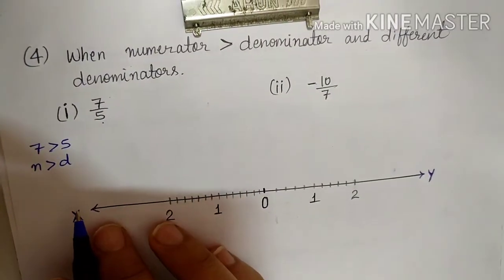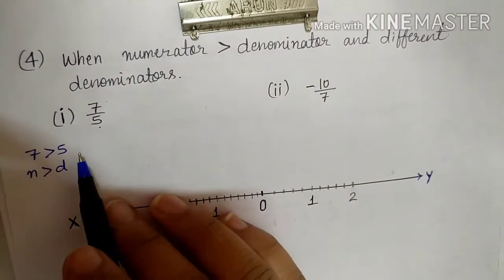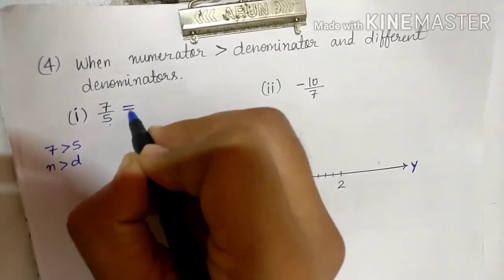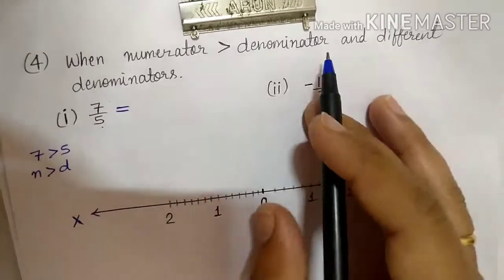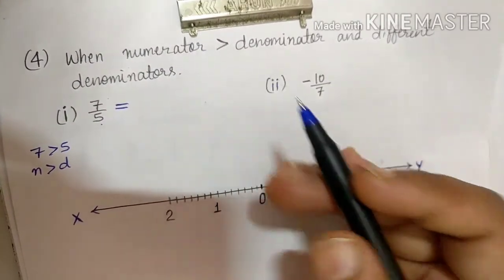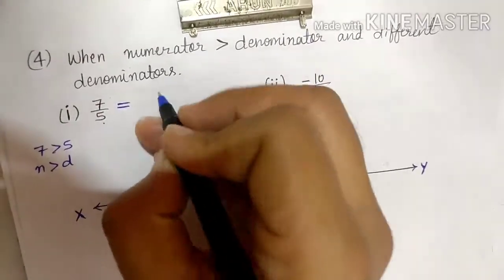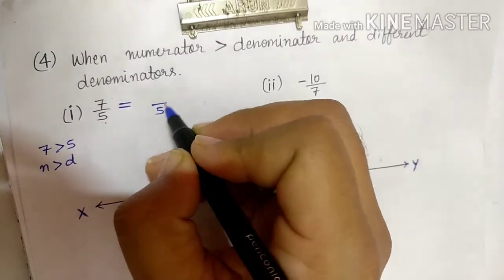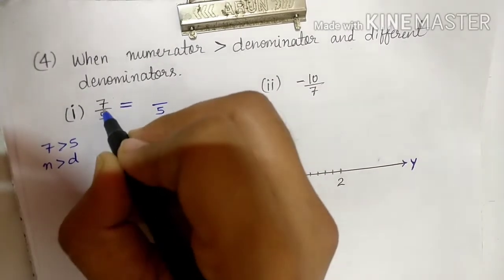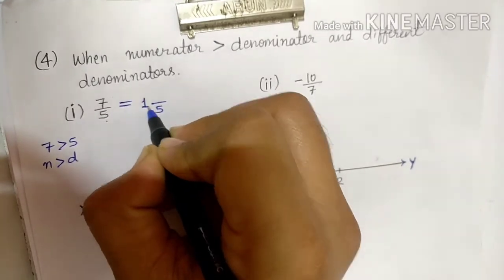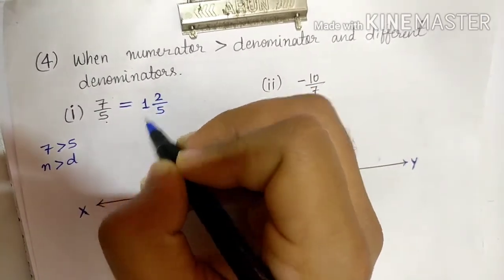Okay, just pay attention how we solve these questions. 7 upon 5, how can we write it? Whenever our numerator is greater than the denominator, it means it is an improper fraction. Whenever an improper fraction is given, we have to convert it into a mixed fraction. So how can we convert? What is the denominator? 5. So what is the 5 table? 5 ones are 5, 5 twos are 10, so 10 is greater than 7, so 5 ones are 5. How much is left? 2.